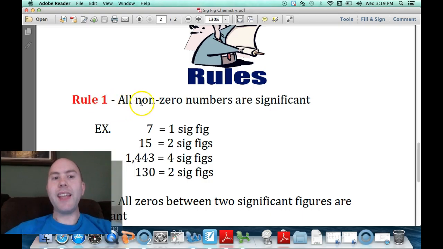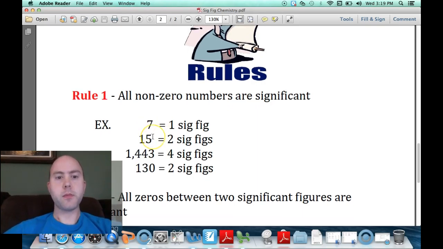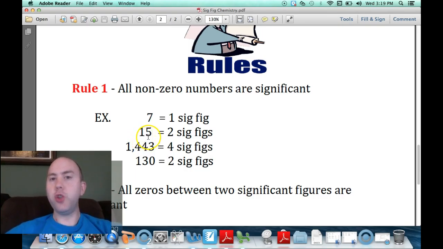Well, number 1 is anything that's a non-zero number. Anything that's a non-zero is significant. So for example, in the number 7, I have 1 sig fig. In 15, there are 2 non-zero numbers. 1,443 has 4 non-zero numbers, so there's 4 sig figs. In 130, there are 2 non-zero digits. Therefore, there are only 2 sig figs. Now, you can change this so that 130 has 3 significant figures, but you'll see how to do that in Mr. P's video when you talk about scientific notation.